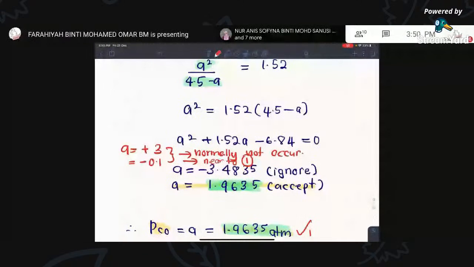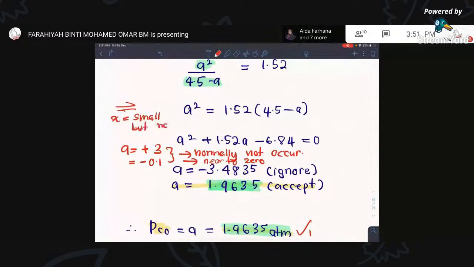Ataupun, bukan which one is near to one, sorry. Which one near to zero. Okay, untuk value dia. Sebab dia adalah degree of dissociation. Dia adalah berapa banyak terlerai and benda ni will be reversible. So, dia punya value X should be but not negative. Okay. So rasanya boleh menjawab soalan lah ya.